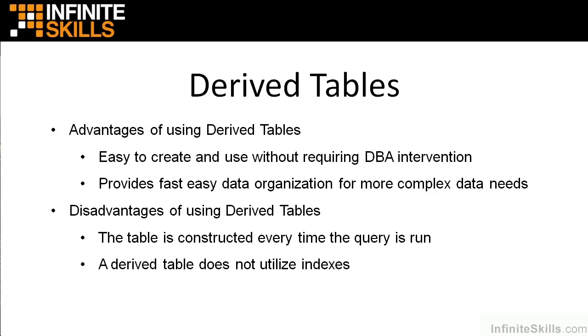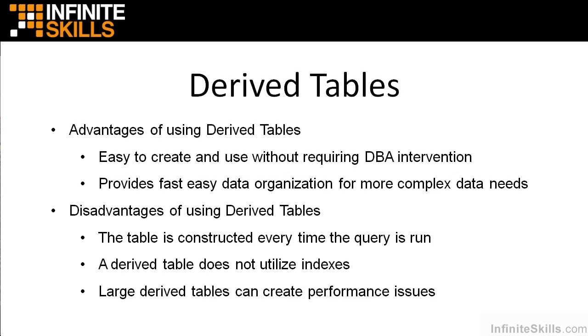Now, a derived table also does not utilize indexes, which means if I create a derived table with 4,000 or 5,000 rows, 15,000 rows, and then I start querying that derived table, it's probably going to have to do a full table scan and look at every row, because I can't create indexes that will give it hints based on ranges and save it any row searches. And so you'll end up with a lot of table scans on that derived table. For both of the above reasons, large derived tables can create some pretty serious performance issues for you.